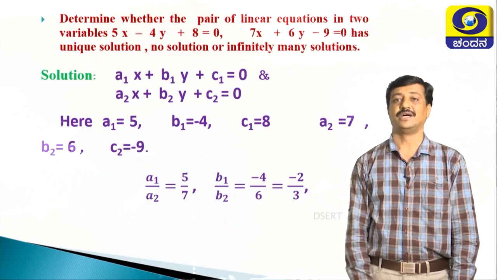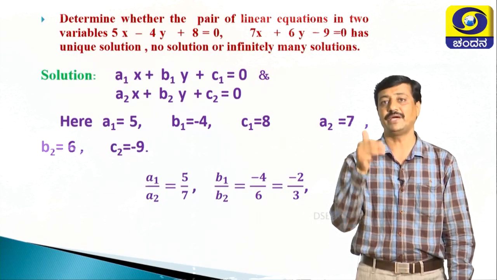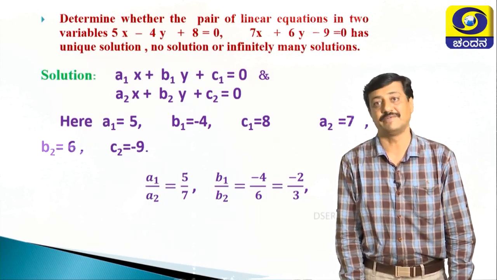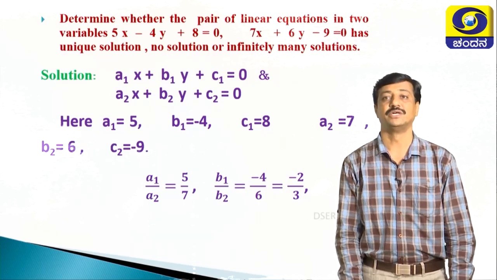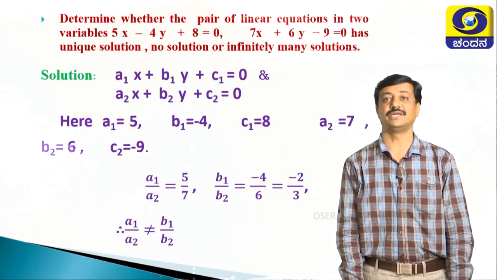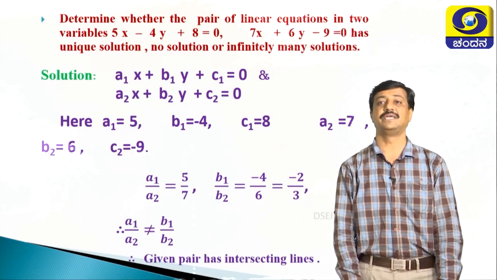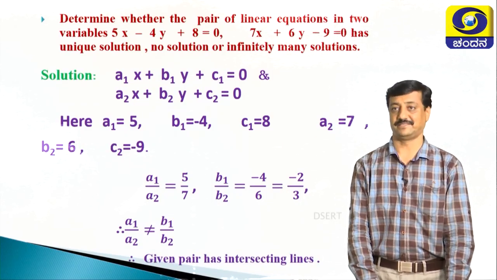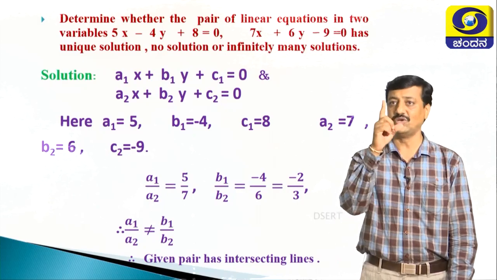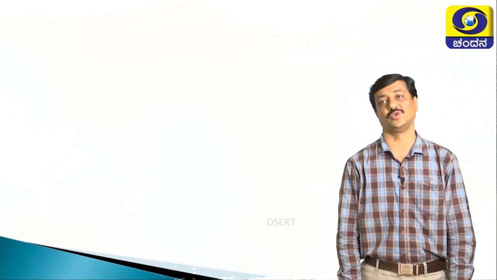In this case, there is no need to find the ratio c1 by c2. If the ratio a1 by a2 is not equal to b1 by b2, based on the first condition, we can arrive at a conclusion. Based on our table, the given pair has intersecting lines. If the lines intersect each other, there is only one common point on the two lines. In that case, the pair has a unique solution.